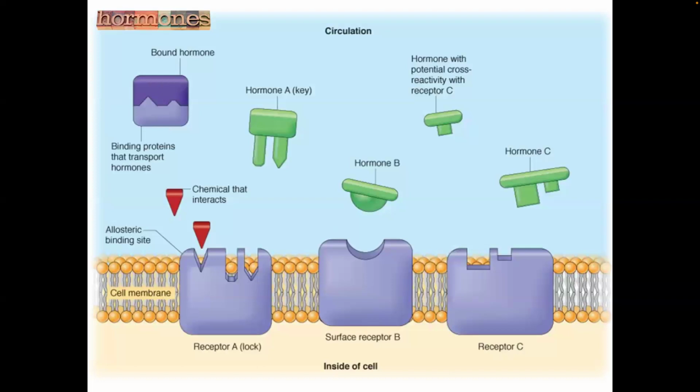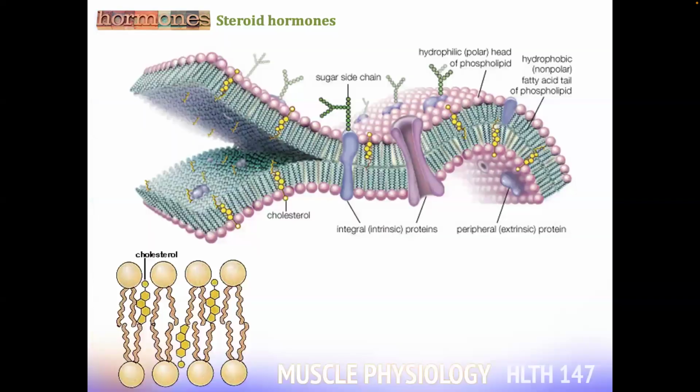And there are specific receptors for each specific hormone, and that's what this diagram is showing. Hormone A can only bind to receptor A. Hormone B can only bind to receptor B. Hormone C can only bind to receptor C. That's how hormones and receptors work.